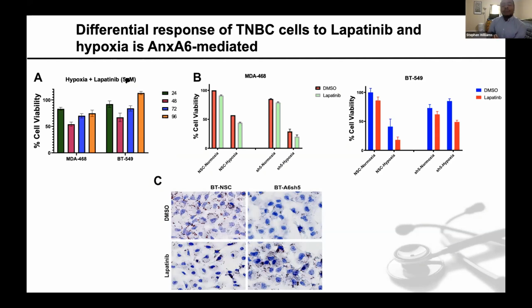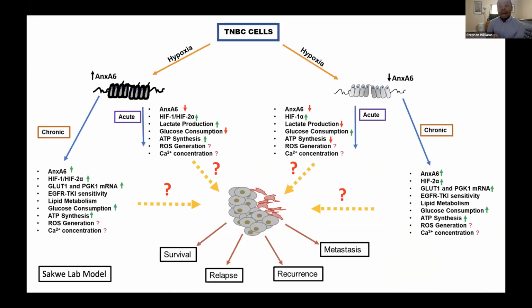And so overall, my particular project is looking at how hypoxia manipulates or leads to the vulnerability of these particular TNBC cells, and how annexin A6 plays a role in that.